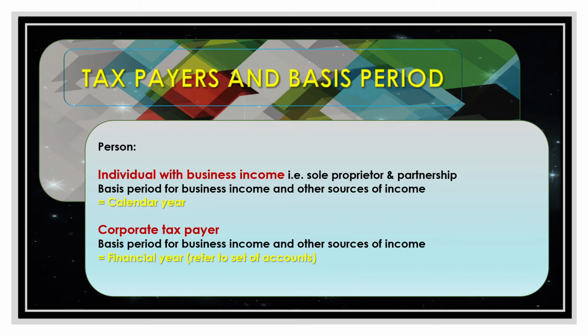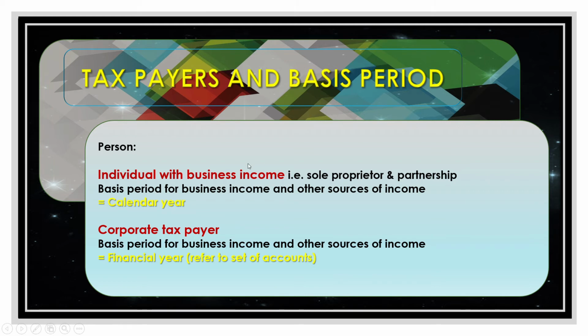Okay, we also need to be familiar with the category of the taxpayer. What are the specific basis periods for different categories of taxpayer? In the earlier slide I did mention we are focusing on two main categories of taxpayer. We are referring to the individual taxpayer and also the corporate taxpayer. So the individual taxpayer is actually an individual who might have business income.